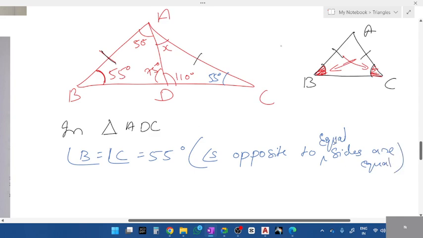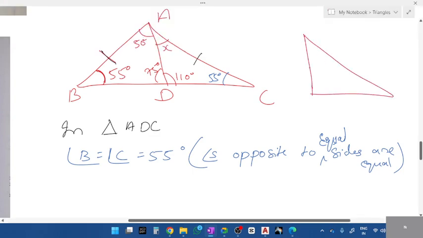Okay, did we get all three values in the second triangle? I mean, two values. Did we get two values? 110 and 55.